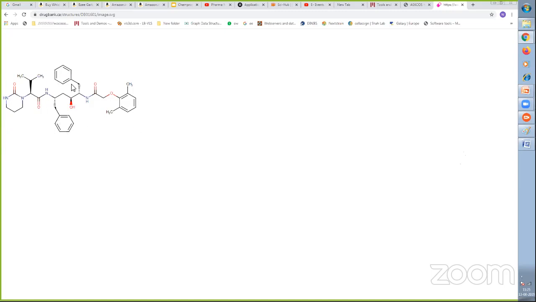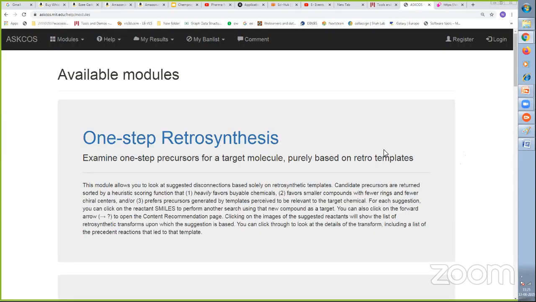So where to start, how to start, we do not know. So that is why synthetic planning may be required. Okay. So the thing is, this is for normal molecules, which you have designed in your computer and you want to synthesize. So you can use these modules.